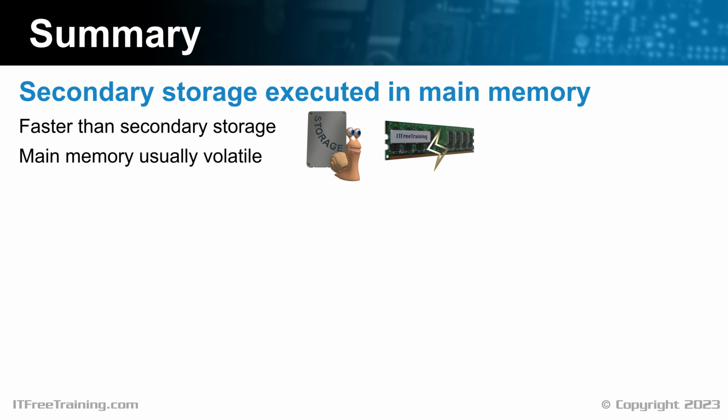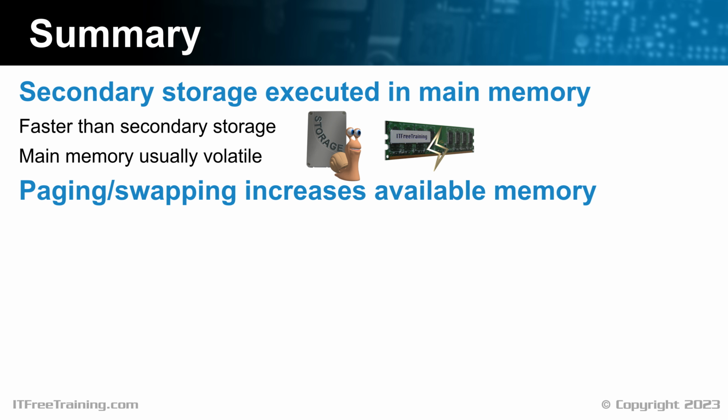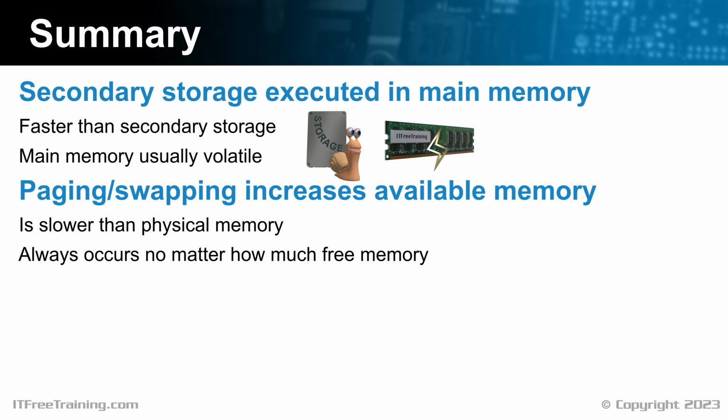This means that if power is lost to the computer, the contents of the memory will also be lost. In order to increase the amount of memory that the operating system can use, it can use secondary storage as memory. The process involves moving memory to storage or vice versa. This process is known as paging, or in Linux systems, swapping. Paging is slower than physical memory, but the advantage is it allows you to run programs or big jobs that you may not otherwise be able to run.